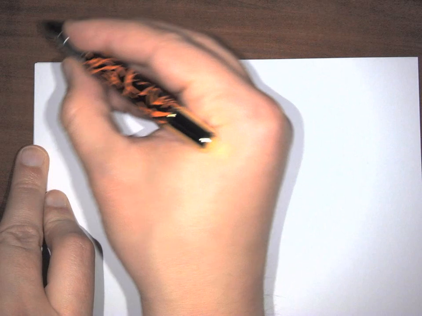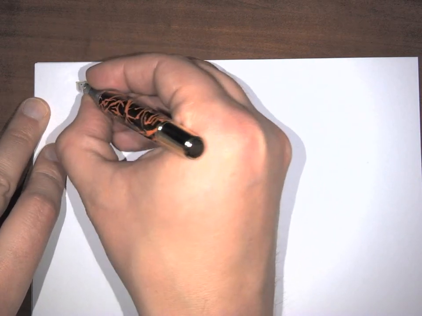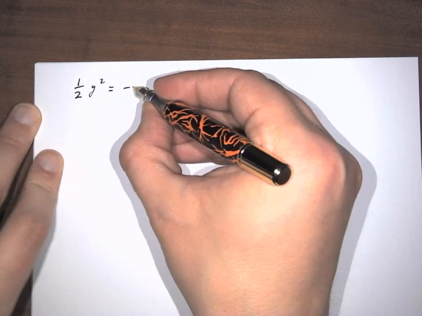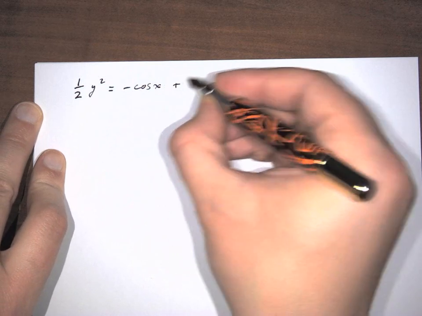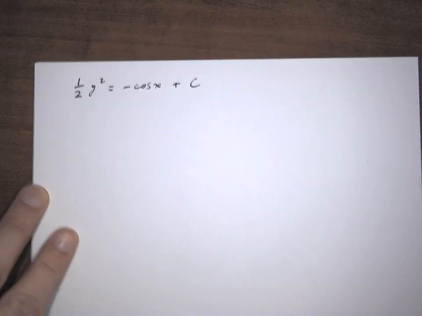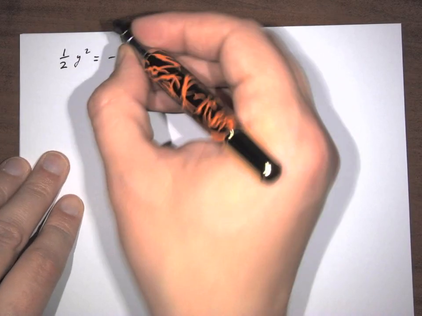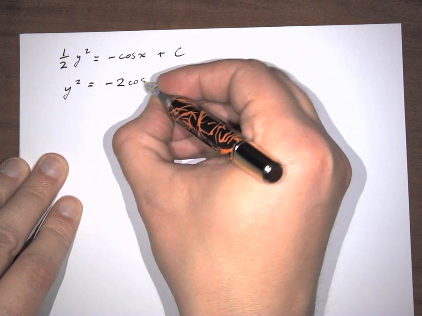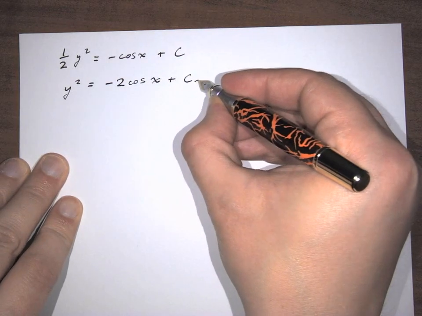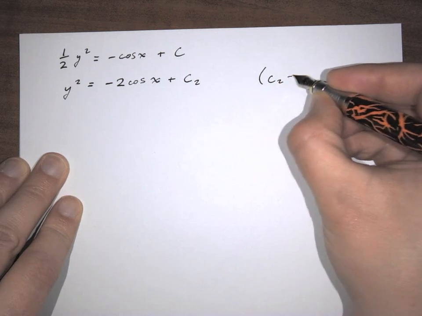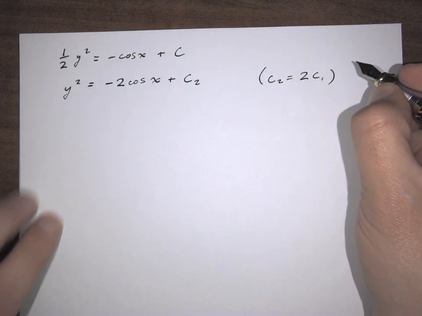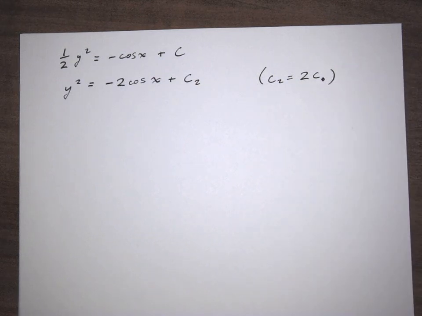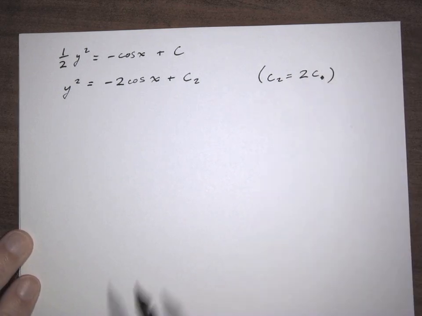So here, returning to this, if I take the 1/2 y squared, which equals negative cosine x plus the totally arbitrary constant of integration c, then when I multiply both sides by 2, I'm going to have y squared is equal to negative 2 cosine x plus c2, and here if you want you can state that c2 equals 2 times c, sorry, not c1, just c is what we were calling it. c2 equals just 2 times c, and if you want, you can just leave that out, or you can put that in if you want to be extra cautious.